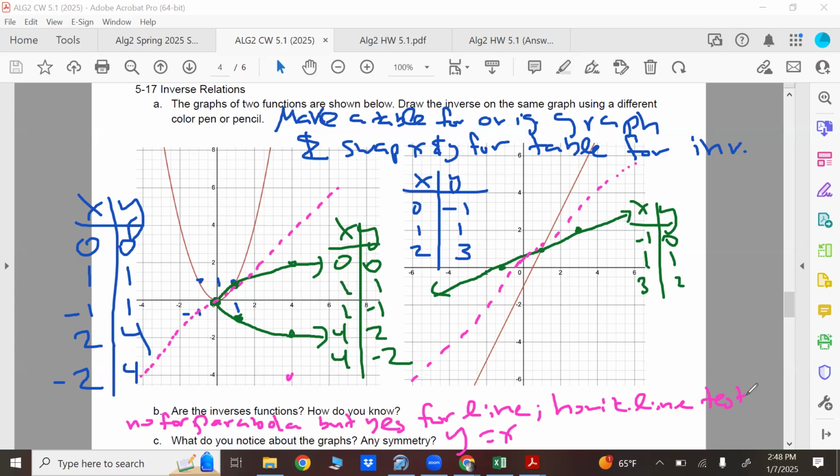It doesn't split the two graphs in half, but what it does is create a mirror image. Let me rephrase that. It creates a mirror image. So these are mirror images of each other. Likewise with the red line and the green line, the second graph, they're mirror images of each other along the pink line. So that's another thing that we need to observe about inverse functions, which we'll talk more about on Thursday. Okay, I think that's enough for today.